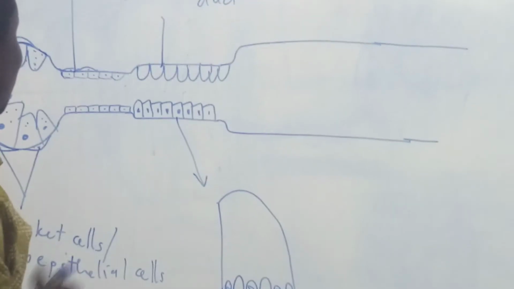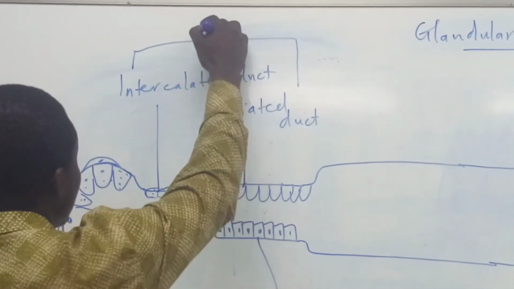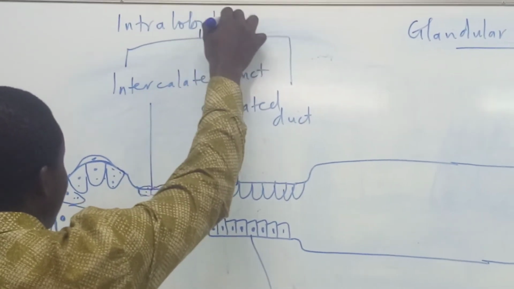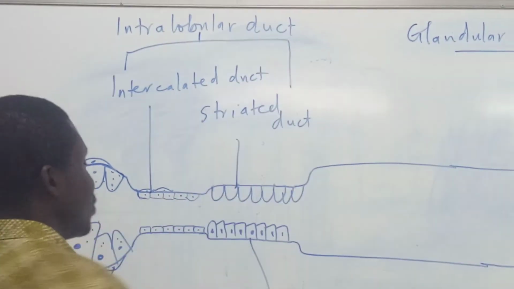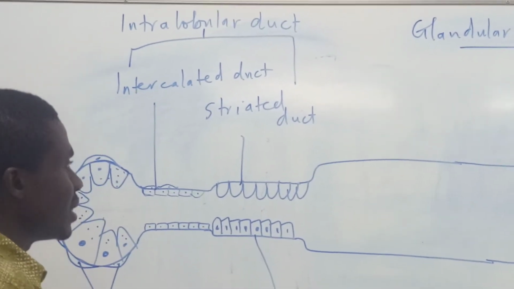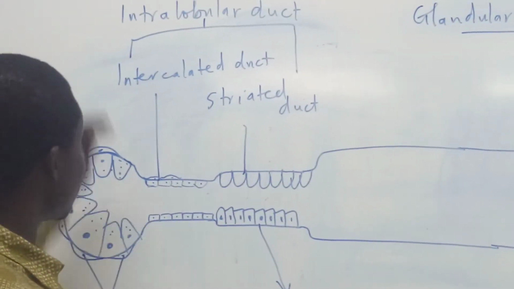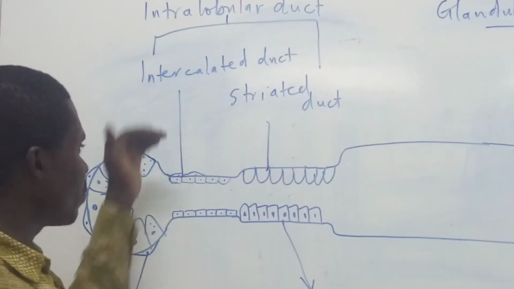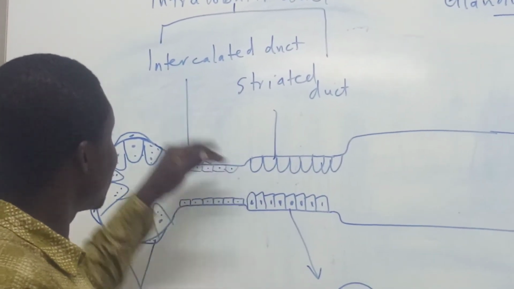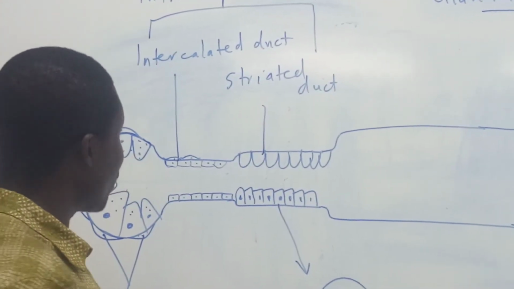Now, what we find is that these two ducts constitute what we call intralobular duct, because it's within the lobule of a gland. Now, this intercalated duct, apart from serving as a conduit for passage of the secretory material, also modifies the secretory material. So it's a modifier as well.